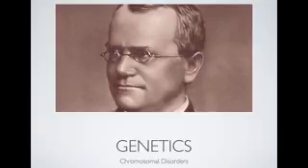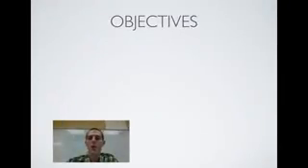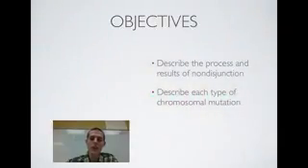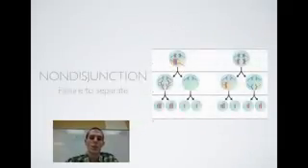The topic for the day is chromosomal disorders. So as always, we'll get our objectives and then get going. Here are the things that I need you to know or be able to do by the end of this video. First, be able to describe the process and results of non-disjunction. Second, describe each type of chromosomal mutation. And finally, be aware of some chromosomal disorders. That's what we've got to talk about. Let's go ahead and get going with it.